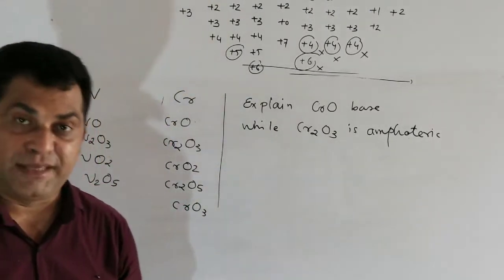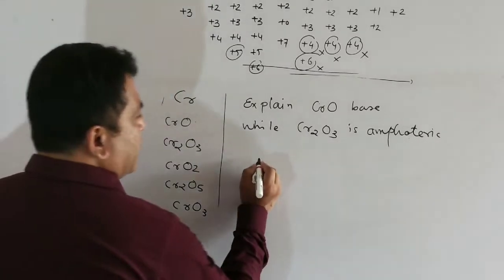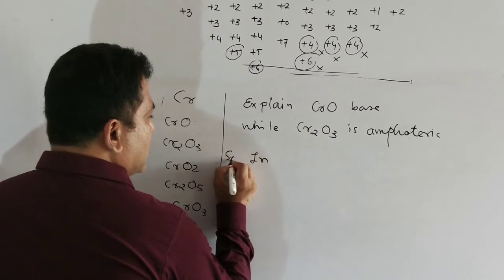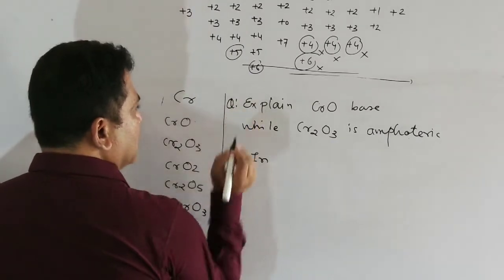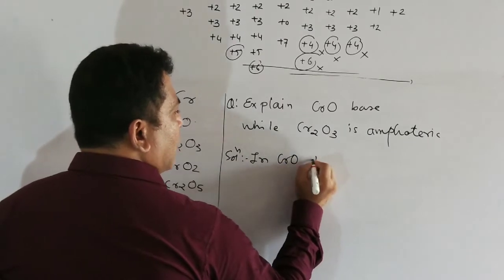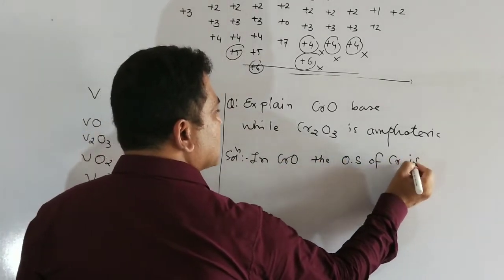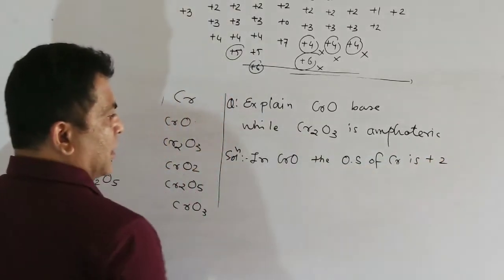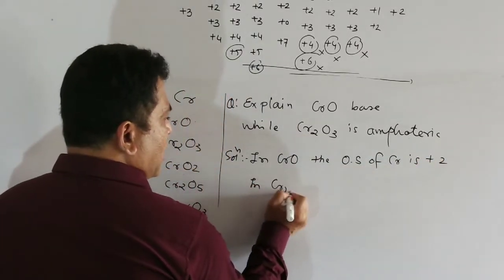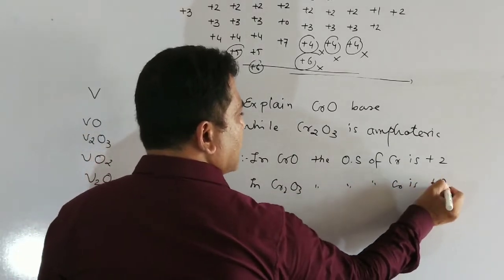Why is this happening? How can I say? So what do you have to explain? This is the question, and the solution is like this. In CrO, the oxidation state of Cr is +2, and in Cr2O3, the oxidation state of Cr is +3.